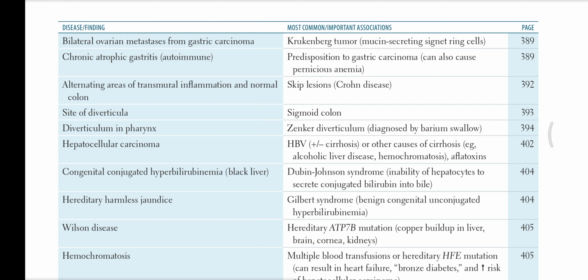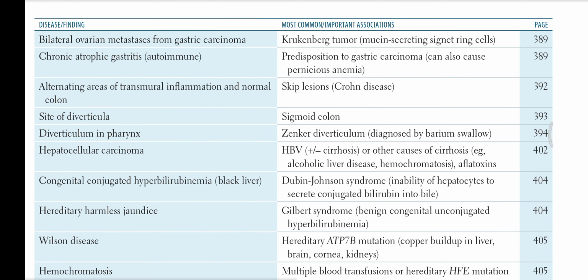Starting from the first one, there is a bilateral ovarian metastasis from gastric carcinoma. Here, the most common association will be Krukenberg tumor. It is a mucin secreting signet ring cells. Chronic atrophic gastritis. It is autoimmune. It is associated with predisposition of gastric carcinoma, and can also cause pernicious anemia.